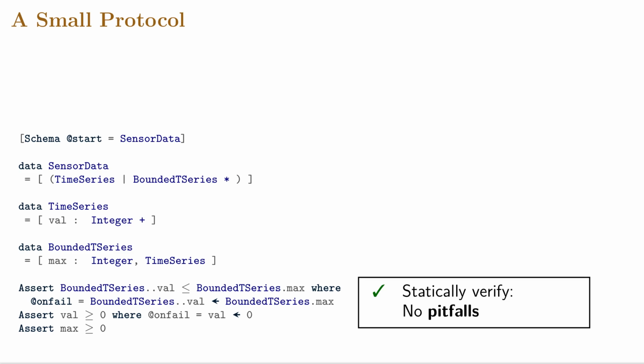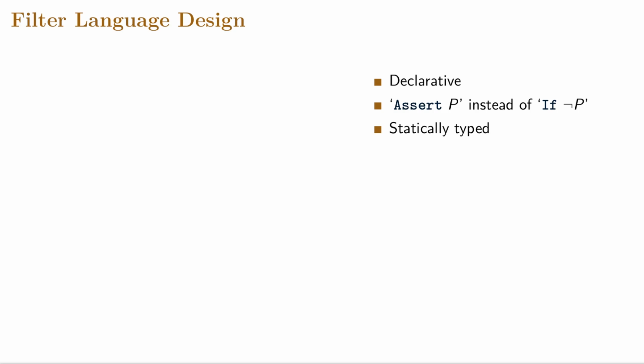So I hope that gives you some idea of how the language works. Overall, our language is declarative. It uses assertions of positive properties rather than checks for properties that should not be the case, because we found that that works better. Most of the properties we wanted to write down were of this positive form.